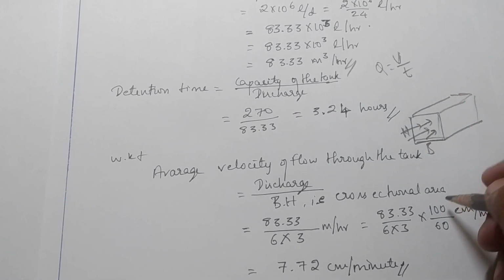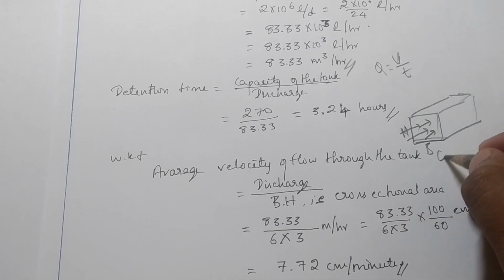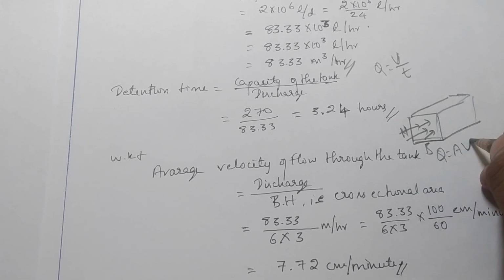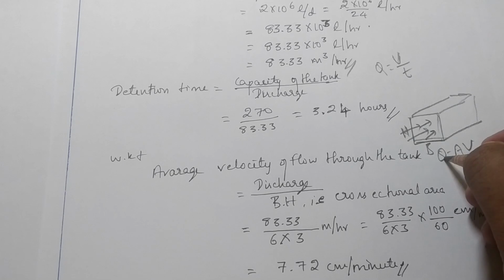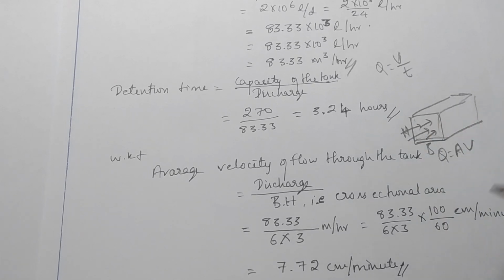In order to find that out, you can consider the continuity equation, that is Q is equal to area into velocity. We know the discharge, we know the area, that is B into H. The only thing we need to find out is velocity.